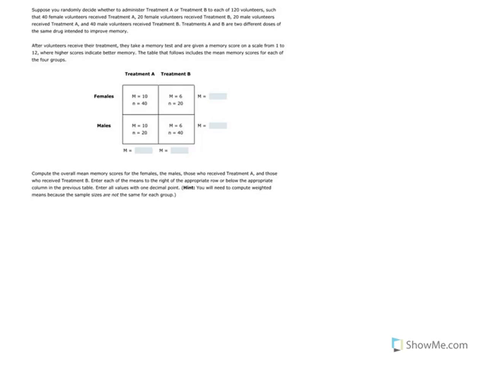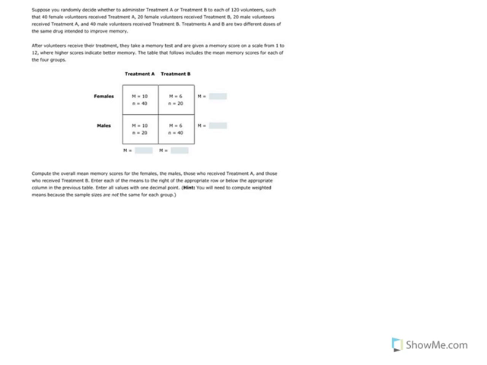For this question, it's asking us to compute the overall mean memory score for the females, also for the males, and then for those who receive treatment A and for those who receive treatment B. So 4 overall means is what we're after altogether.